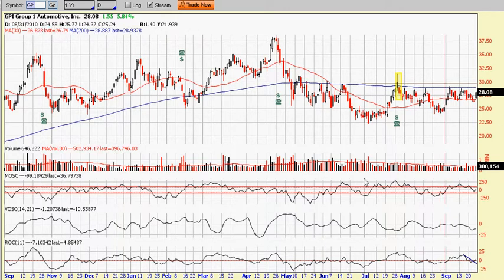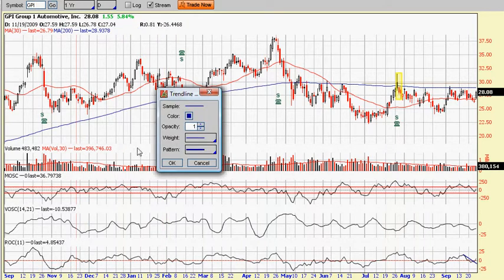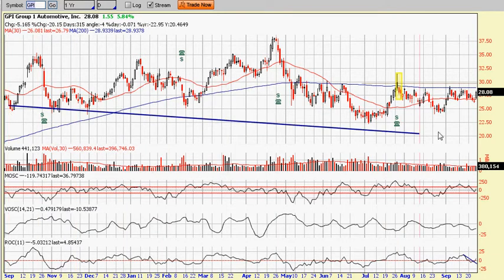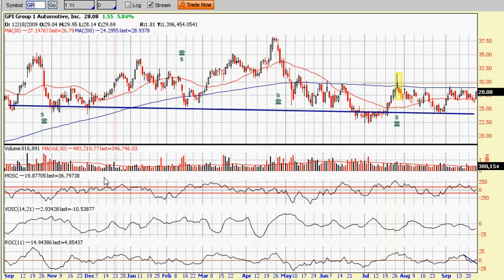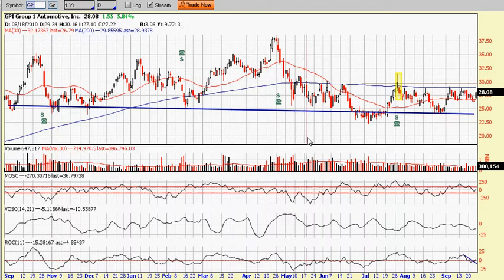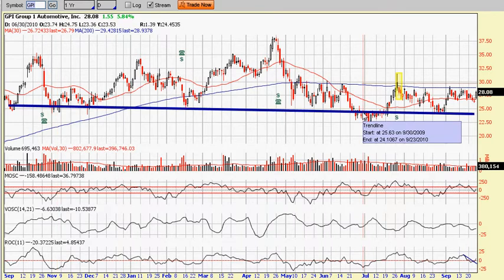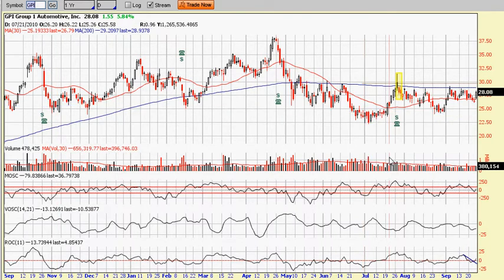Alright, so right now I'm looking at this chart for GPI Automotive. Normally the trend trader would look at this and say, well, we've got a pretty strong sideways pattern. So you have that line, and you can tell the trend is basically flat. But I see opportunity in this.